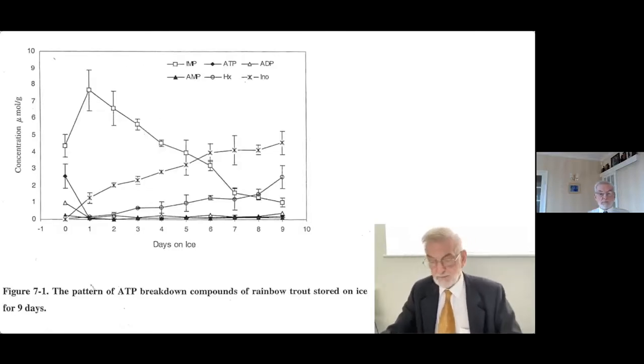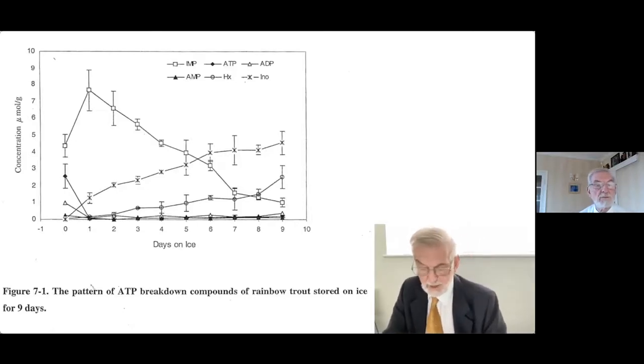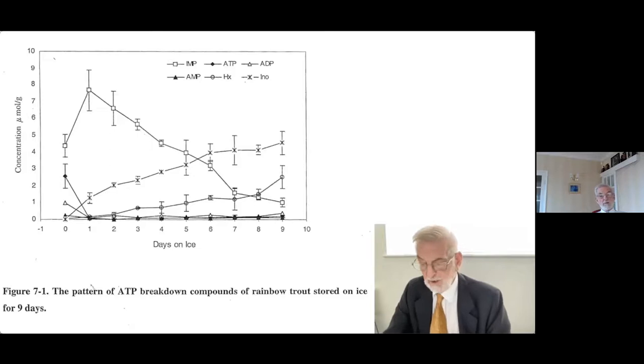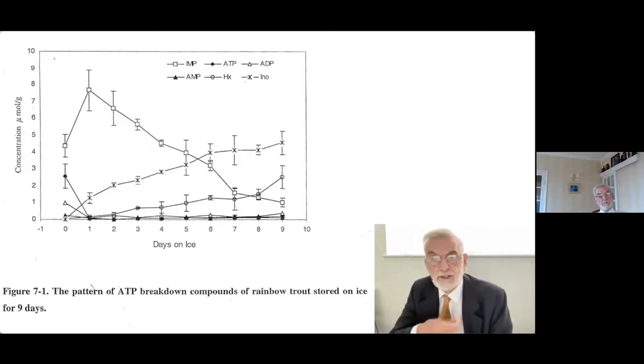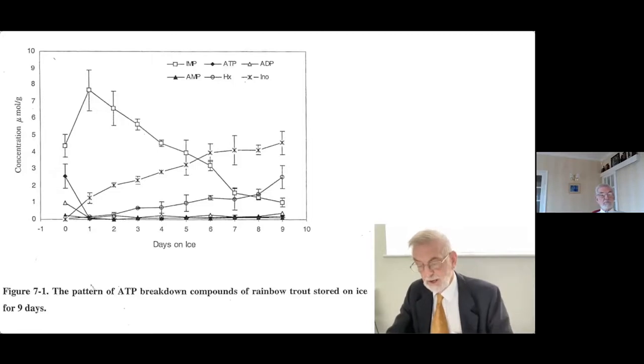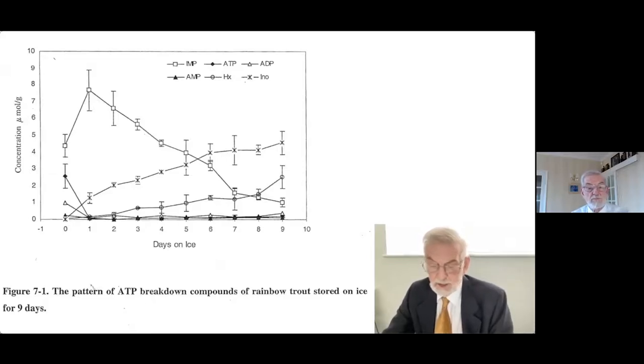The next slide shows the pattern of ATP breakdown compounds in rainbow trout. This was work done by a PhD student at the University of Lincoln in 2002. And if we look at this, it shows the levels of the breakdown products of ATP with time up to 9 days. You can see the ATP starting at day 0, around about 2.5 micromoles per gram, and this drops down very, very rapidly. In one day, it's virtually gone.